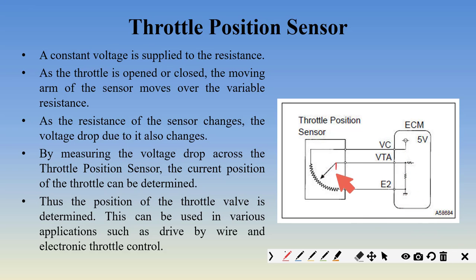And imagine if this is completely over here. It is going through all this resistance. There is a large amount of voltage drop over here. So the voltage over here is very less. It will be something like 0.1 volt. And this signal will be sent to the ECU. Right?